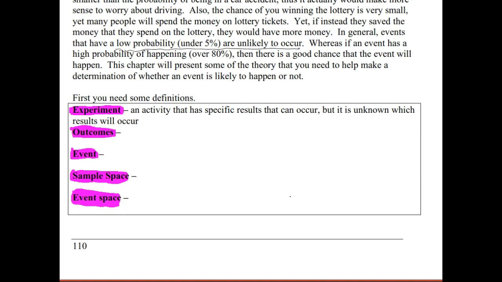And the first of those is an experiment, which we all carry in our head different visions of what that might be. But an experiment, in a statistical sense, is just any activity that has specific results that can occur, but it has to be unknown which results will occur before we actually perform the experiment. And then outcomes are just the results of that experiment.